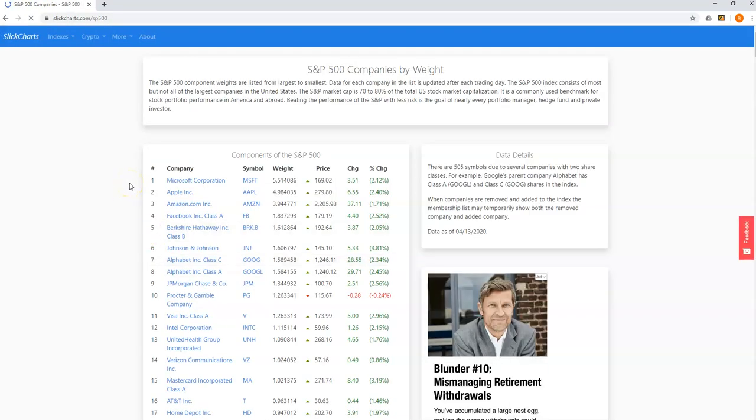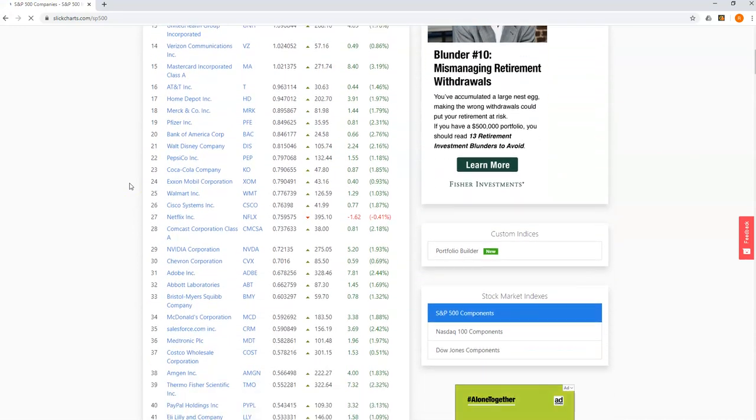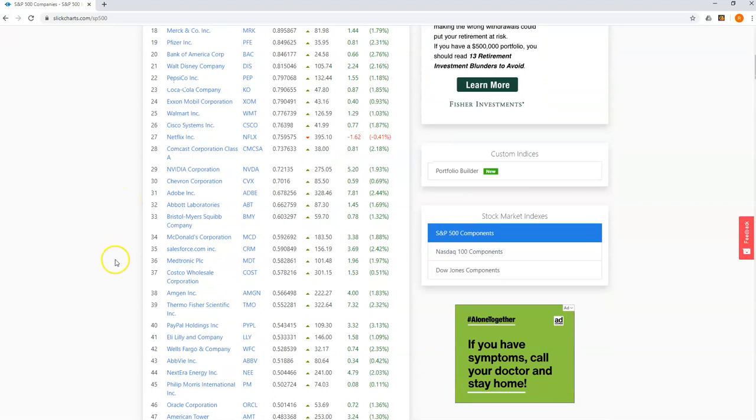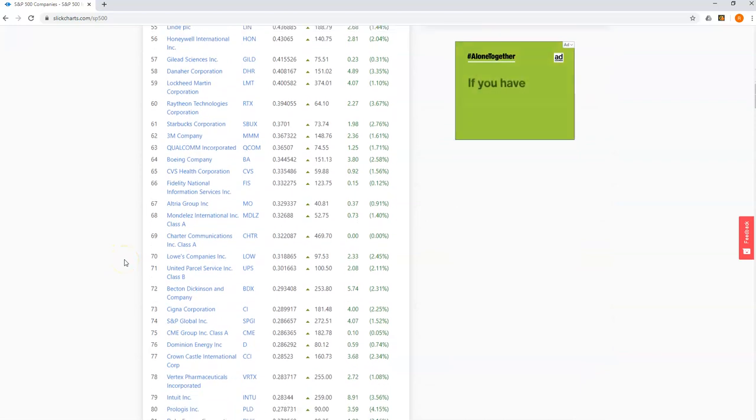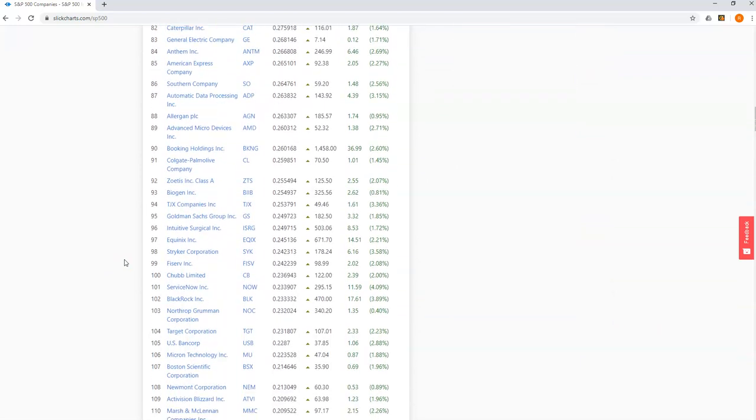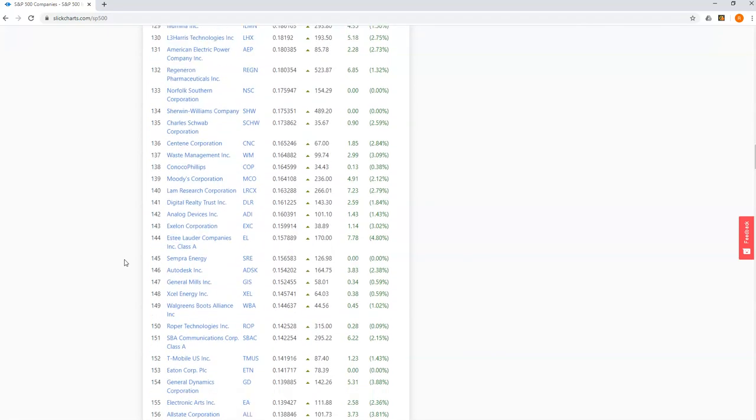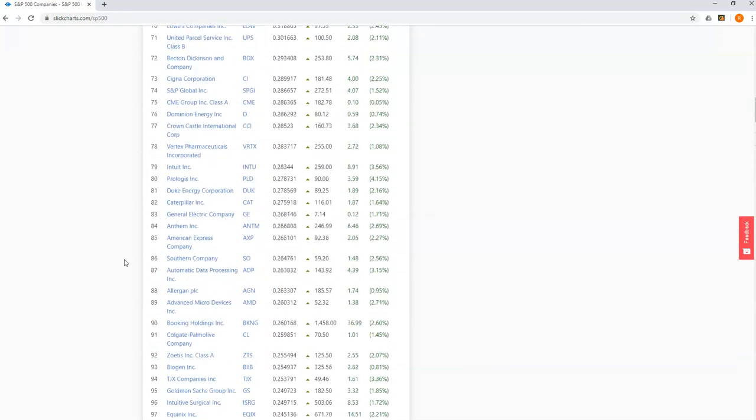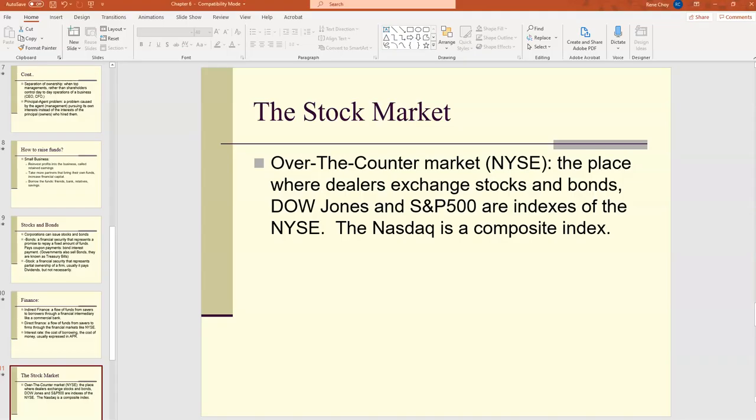All right, and again, these are the companies that are included in the S&P 500 index. Notice that the S&P 500 index is more of a technology index. And the Dow Jones is more of an industrial index, industrial services. All right. The NASDAQ, by the way, is a composite index.